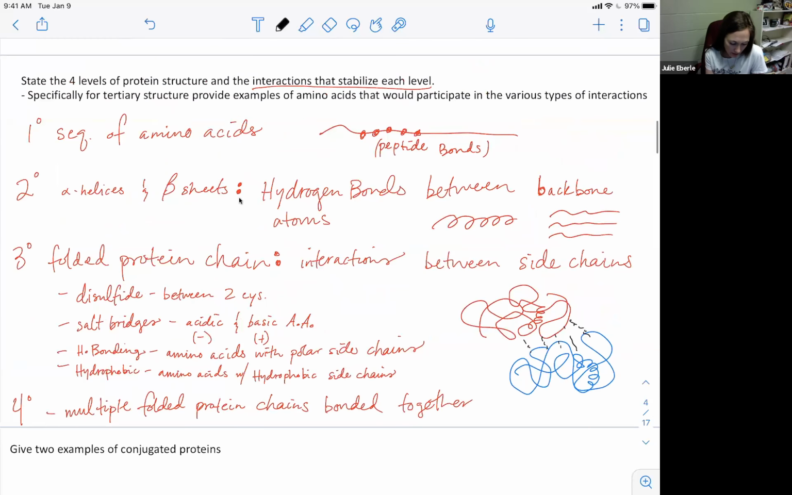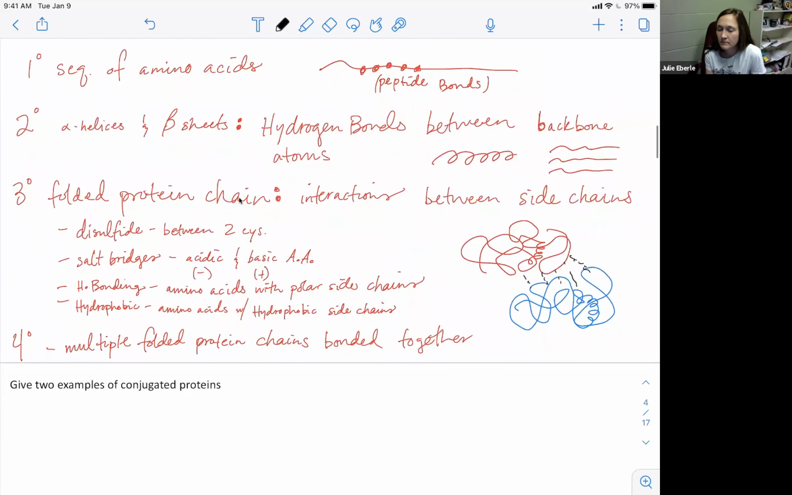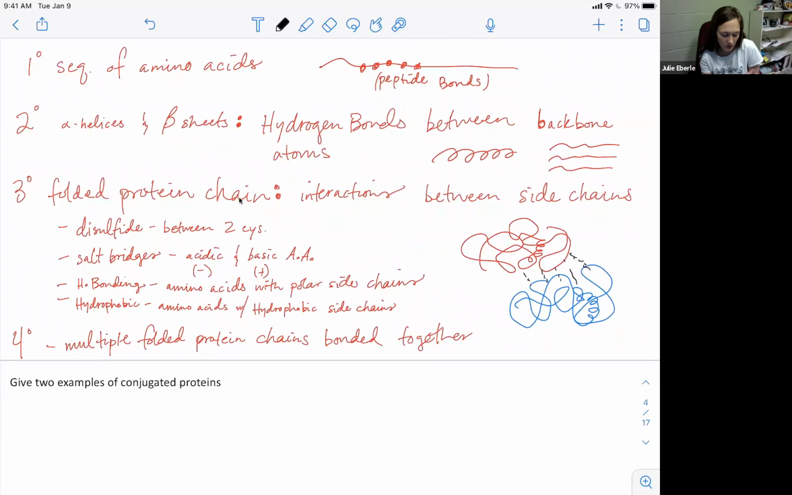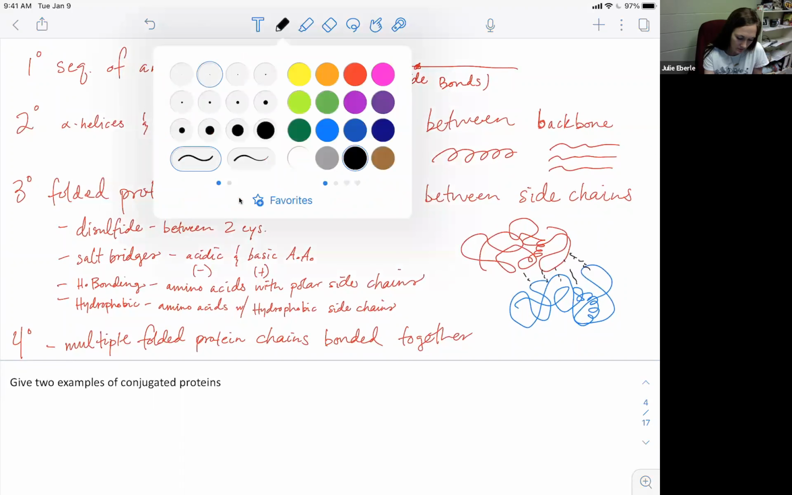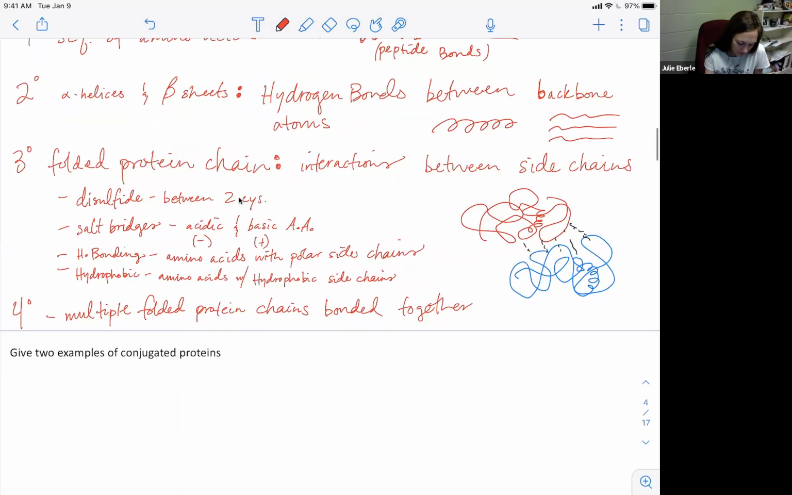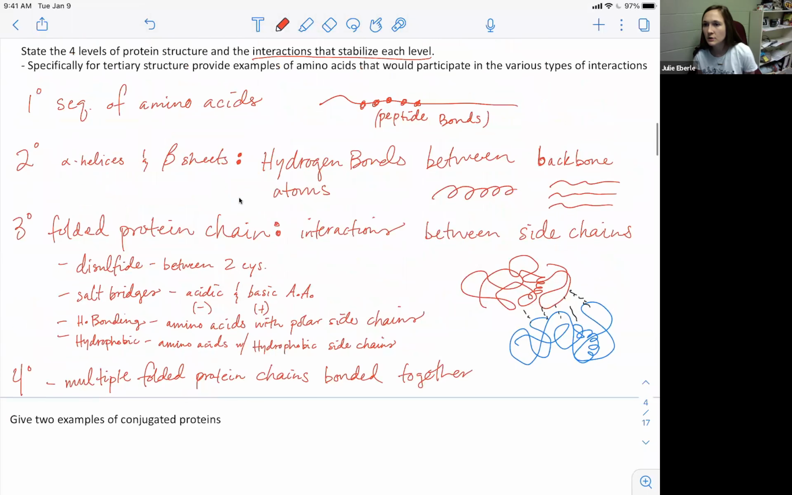Okay, so that was quite a bit. Protein structure, there's a lot to it. Any questions on protein structure? The levels of protein structure, we didn't even do this. The next part, specifically for tertiary structure, provide examples of amino acids that would participate in the various types of interactions.